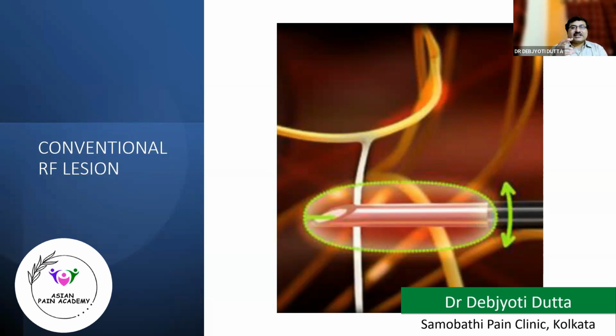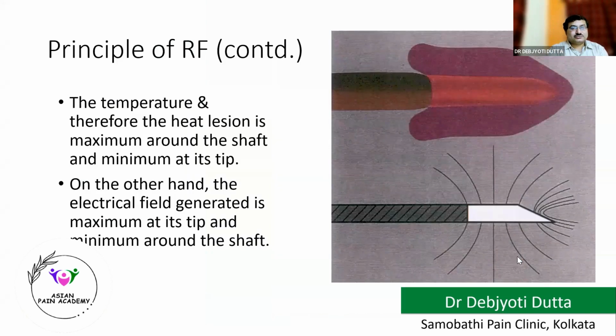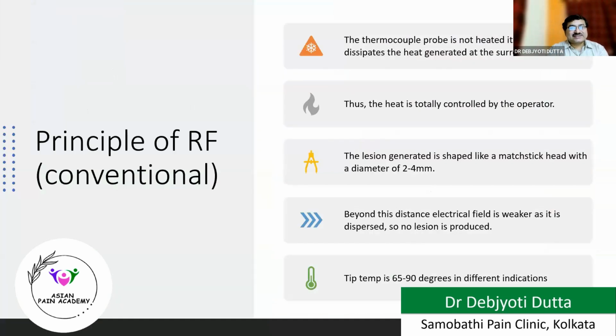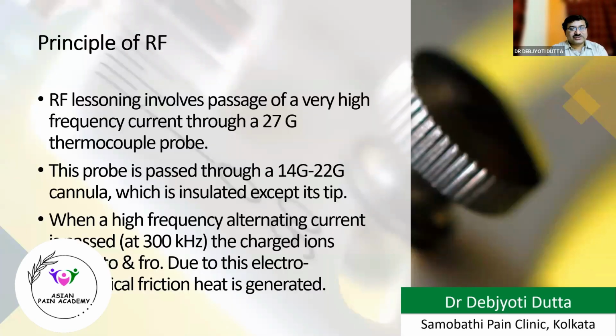So at 80 degrees Celsius, the tissues around it are heated, and if the nerve is close, the nerve is also heated, so there will be formation of a lesion around the needle. Okay, so that is the basic principle of radio frequency.